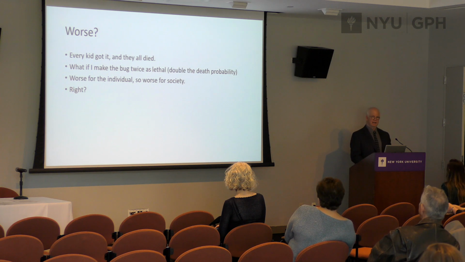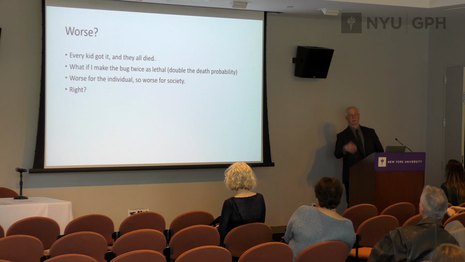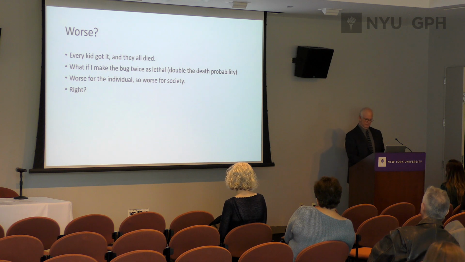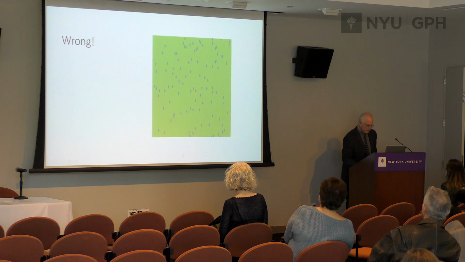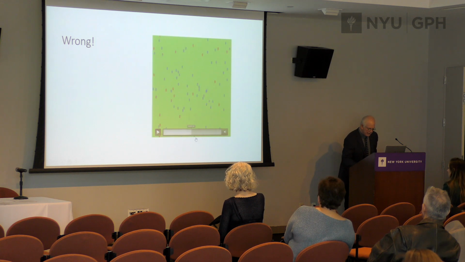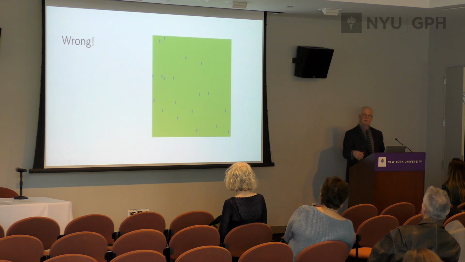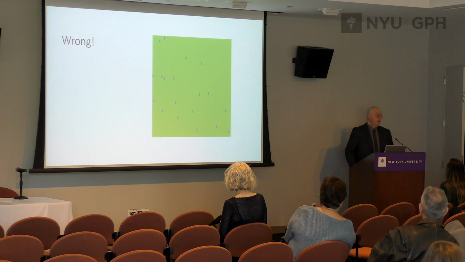Is it worse for society? I mean, you'd think so. You'd say, well, it's worse for the person. It must be worse for the group. Is that right? No, it isn't. It's not right. Because the kids who get it die too fast to transmit it. So they don't all die. There's kids left at the end. Now, I'm not recommending that we make bugs more lethal. I'm just saying that it's an insight about, and in fact, some bugs like Ebola are very lethal and they're hard to spread precisely for that reason.